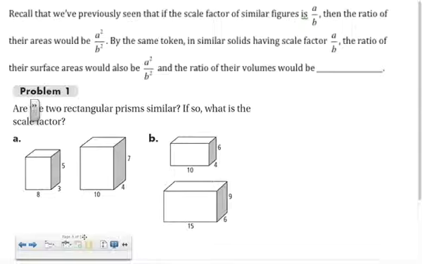So if I'm talking about the volume of them, it should just follow naturally that you would take the scale factor, and since volume is a cubic unit measurement, you're going to do what to the scale factor? Cube it, yes. So if the scale factor is A over B, then the ratio of their volumes would be A cubed over B cubed.